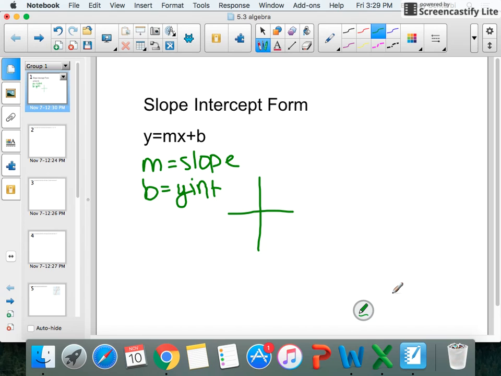So when you have a point here, this is our y-axis, so it's going to hit the y-axis somewhere. It could be anywhere. That's going to be your y-intercept. And then the slope is your rise over run, or your change in y over the change in x.